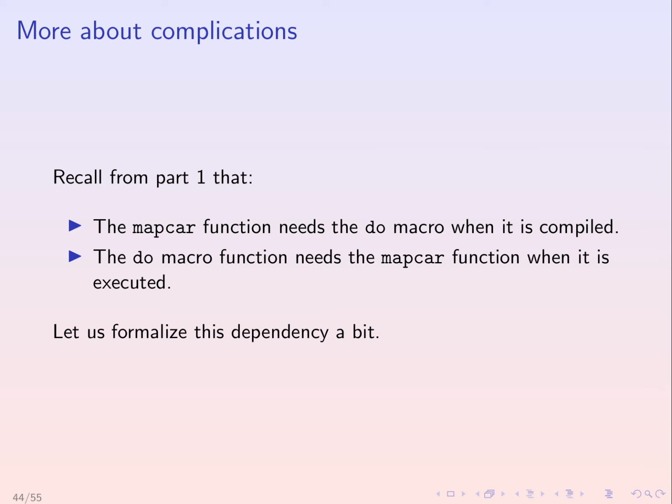And now let's talk a little bit more about the complications that we hinted about in part 1. So the example we had in part 1 was that the mapcar function needs the do macro in order to be compiled. And the do macro function needs the mapcar function when it's executed. And so let's formalize this idea a little bit.